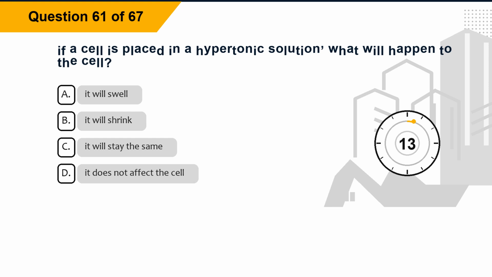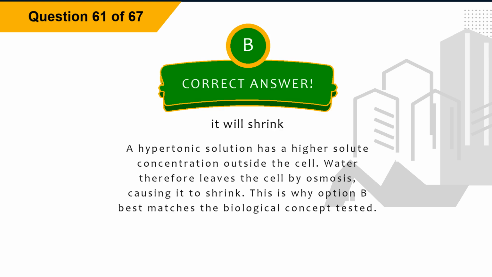Question 61. If a cell is placed in a hypertonic solution, what will happen to the cell? Option A, it will swell. Option B, it will shrink. Option C, it will stay the same. Option D, it does not affect the cell. The correct answer is option B, it will shrink.